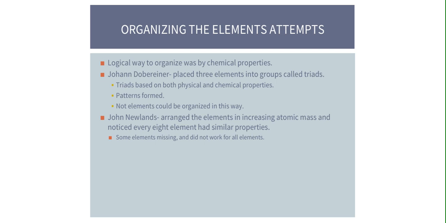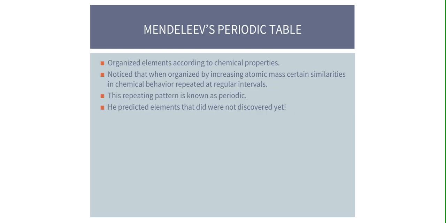And it wasn't until a few years later that Newlands finally gets some credit. So again, remember, he organizes them by increasing atomic mass, and he notices a certain trend. This leads us into Mendeleev, and he is known as the father of the modern periodic table. One of the main reasons why he's noted as the father of that is because he published his paper before other people. So great if you're timely.